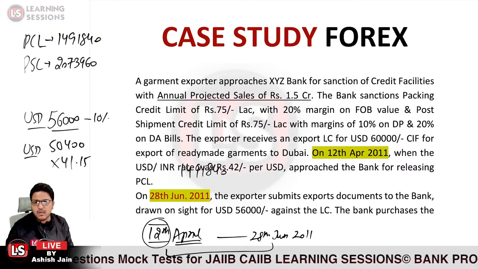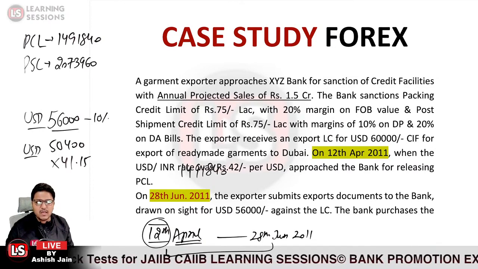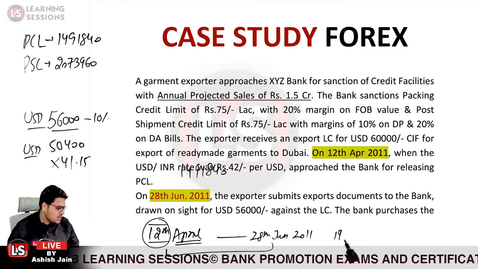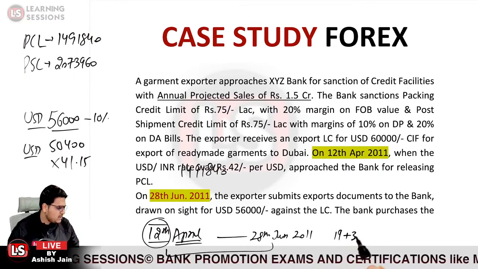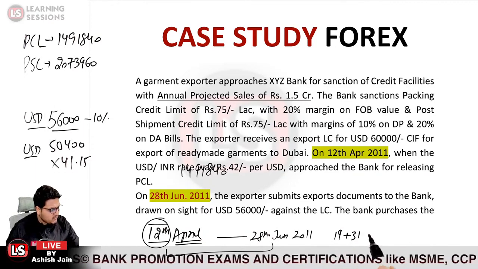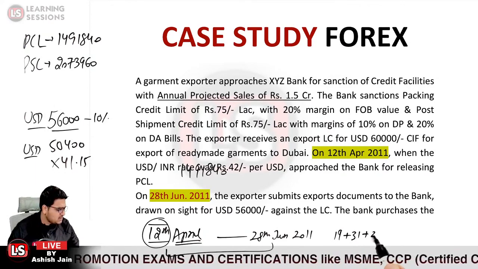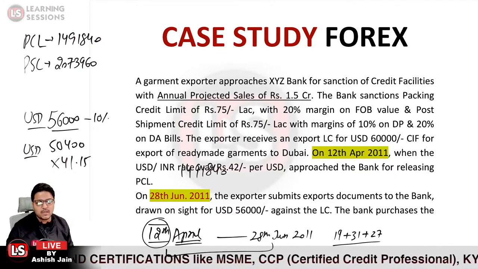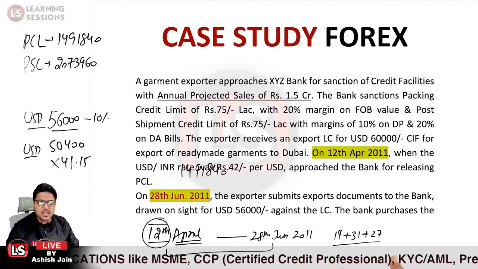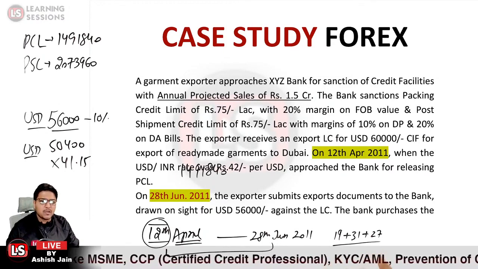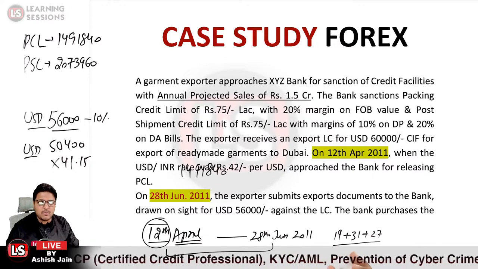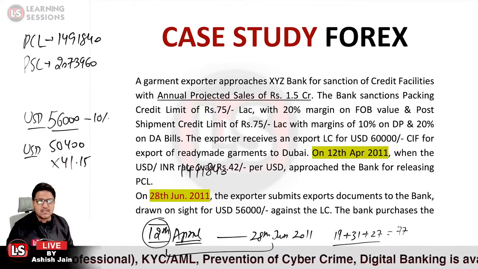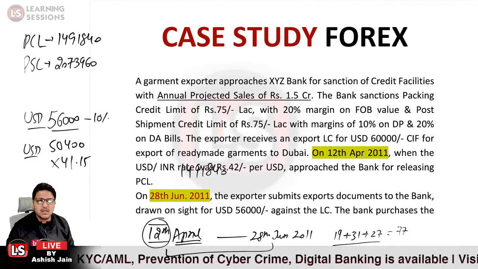What would be the number of days in between? It will be 19 days for April, and for May it will be 31 days, and further it will be 27 days for June itself. So for how many days will the interest be charged for the packing credit limit? It will be 31 plus 19, that is equal to 50, plus 27 is equal to 77 days. It will be 77 days for which we need to charge the interest.